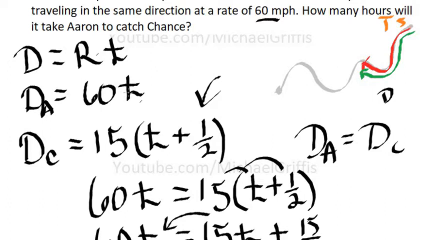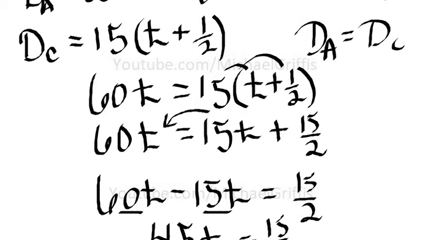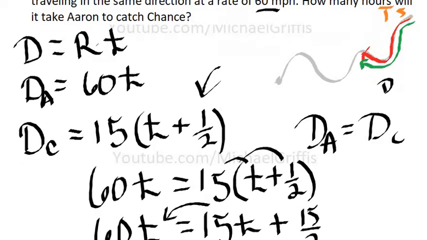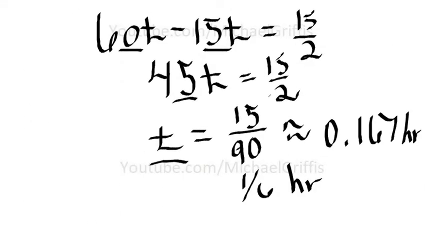As you can see here, it says how many hours will it take Aaron to catch Chance? Well, it only took him 10 minutes, actually, or 1/6 of an hour, to catch Chance. Now, if you wanted to know how long Chance has been traveling, you would take that t and add it to the half hour, which looks like 40 minutes. It doesn't even seem possible that with a 30-minute head start it would only take him 10 minutes to catch him, but he's traveling at 60 miles per hour. So we just have to trust the math on this.